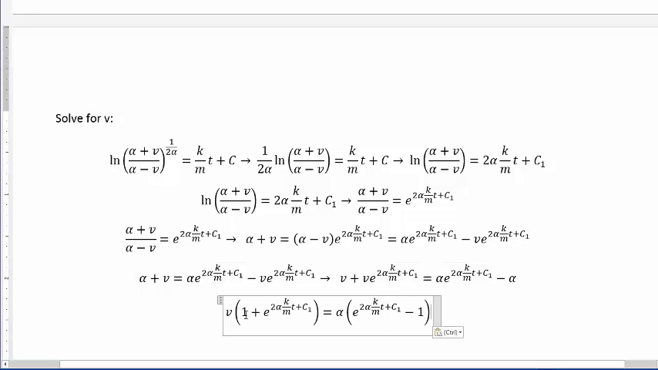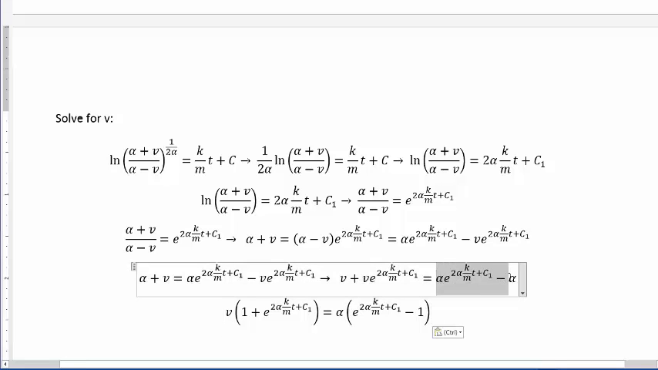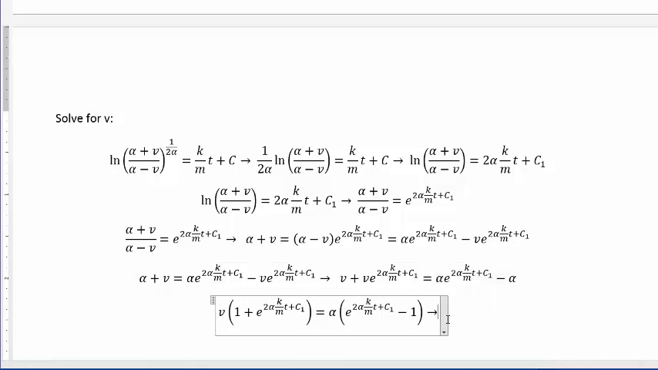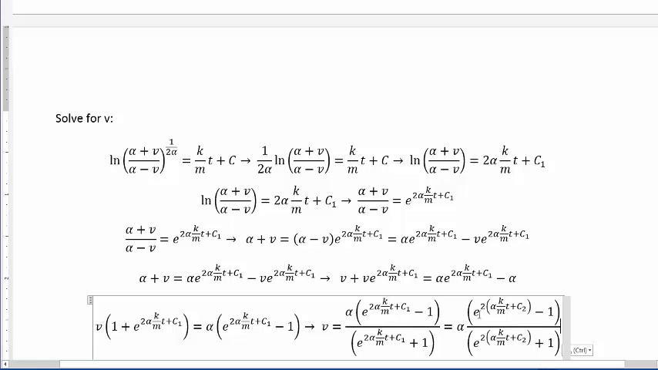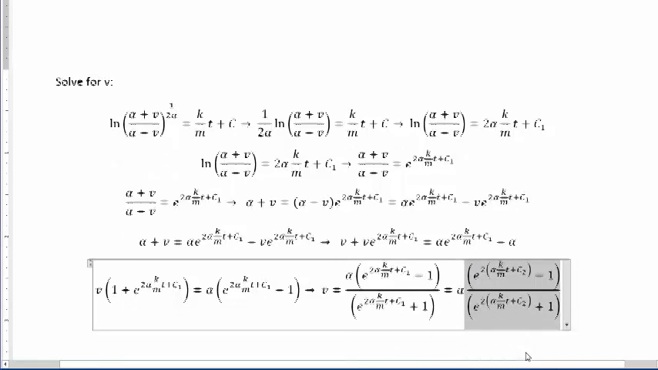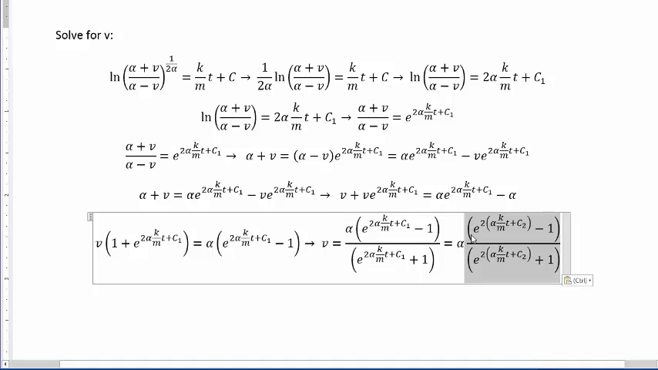And that would give me a V times this thing, and then I can likewise factor out an alpha from the right hand side, and then I'll have this minus 1. And now to solve for V, I simply divide both sides by that 1 plus E to that big term over here. And then now I have this big mess. V is equal to alpha times these two things.